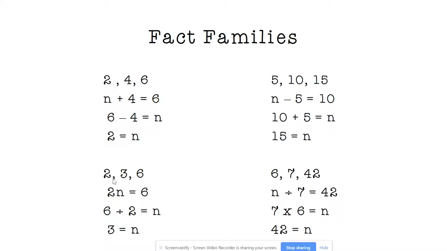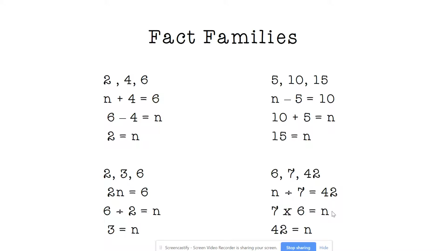In here, this is another example, but with multiplication. We have 2n equals 6. So in here, we're multiplying. So if we want to find out which value is here for the variable, we're going to divide. 6 divided by 2 equals n. So n is going to be equal to 3. And in division, we have 6, 7, and 42. We have n divided by 7 equals 42. So in here, we're dividing. So to know which number I have to divide, we're going to multiply 42 times 7 equals n.